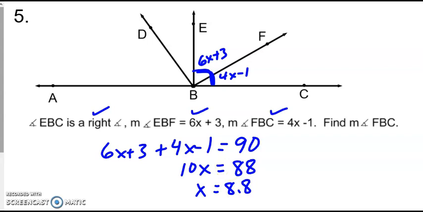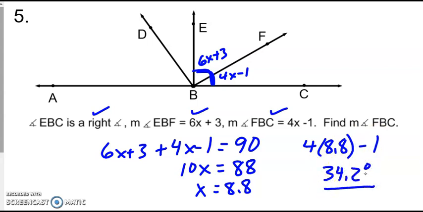Okay, and just like all of our problems here, just because we found x, that doesn't mean we answered our question. Let's go back and read it. We want to find the measure of angle FBC. So we need to plug in 8.8 into 4x minus 1. So using our calculator, we get that to be 34.2 degrees. Okay. Let's go ahead and try the next one.